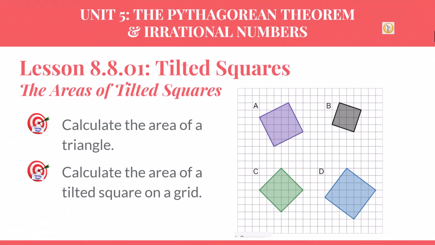In this lesson, we begin a new unit, our last one of the year, on the Pythagorean theorem and irrational numbers. In this first lesson, we'll look at tilted squares to start talking about the area of squares, the area of tilted squares. And our learning targets are to calculate the area of a triangle. You'll see how that comes into play in a moment. And calculate the area of a tilted square on a grid.